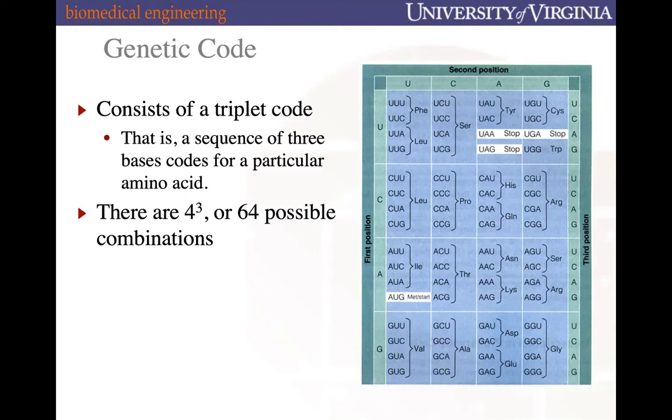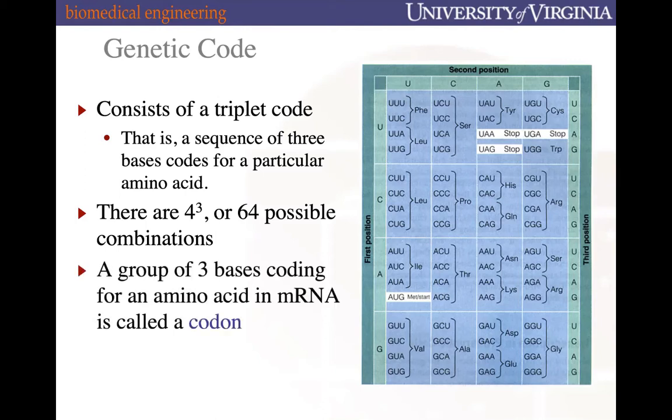For each position within the codon, we have 4 possible nucleotides. So we have 4 to the 3rd possible combinations, yielding 64 possible different combinations here. But as you can perhaps recall, we don't have 64 different amino acids. And so there's an explanation for that we'll get to later on in this lecture. And as I mentioned a moment ago, a group of 3 bases is referred to as a codon. And that's at the mRNA level.